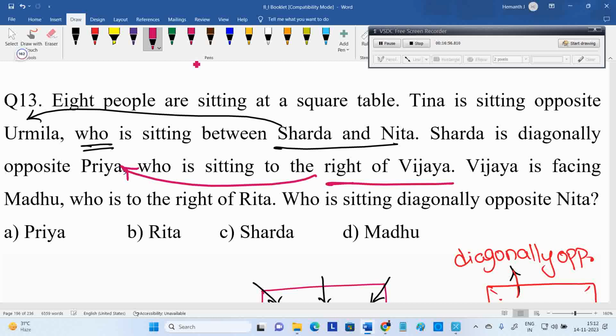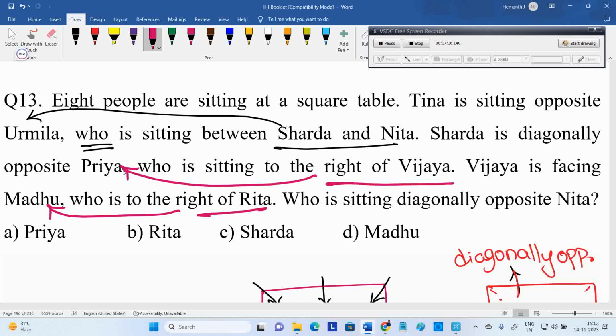And here Vijaya is facing Madhu, who is right of Rita. This is okay because of the word who. Madhu is right of Rita, we can consider. Priya is right of Vijaya. Madhu is right of Rita. Here Urmila is between Sharda and Nita. Right means immediate right we should consider.